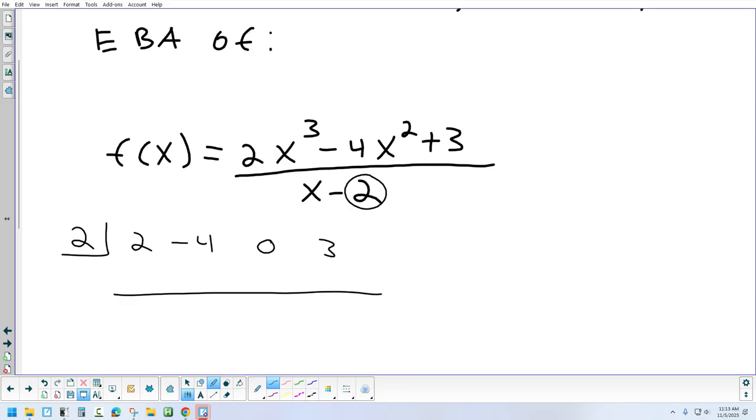Bring the first number down. Okay, so we got 2. Then multiply it by 2. Yep, multiply it by the number on the outside. So 2 times 2 gives me 4.